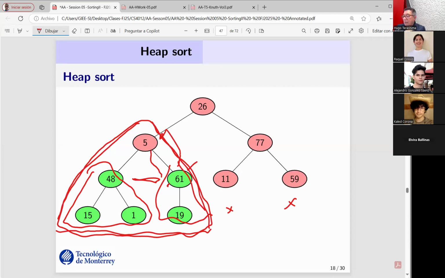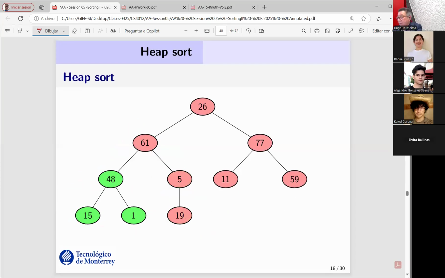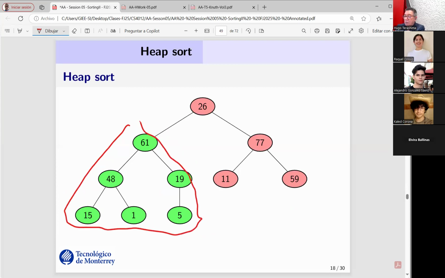So 5 against 61. 61 is going to go up here. 5 is going to be here, but before placing it, you are going to compare it against 19. So 19 is going to go up and 5 is going to be in the last level. So I'm going to have something like this. You see, this is a heap already. Good. And now the other one is the same.